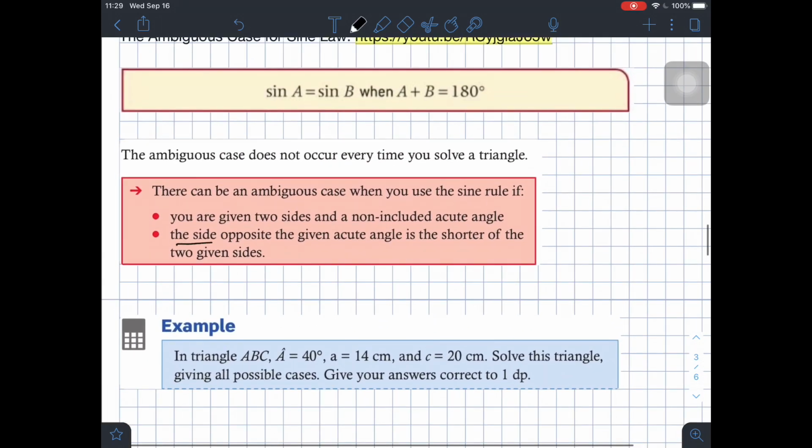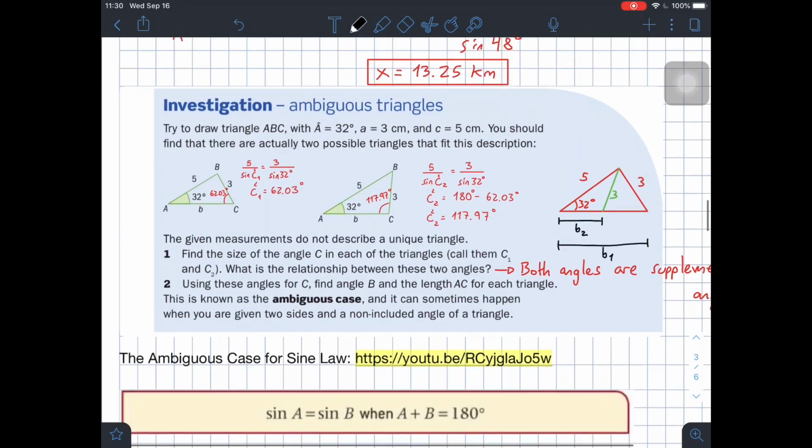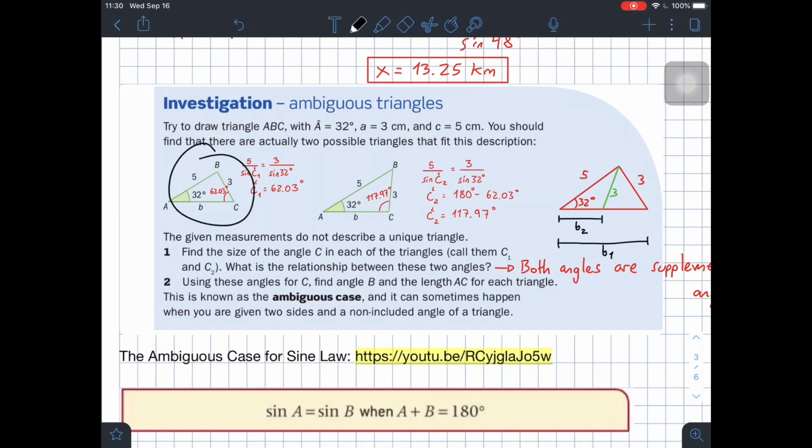And number two, the side opposite the given acute angle is the shorter of the two given sides. Actually, both conditions must be met in order to have an ambiguous case. So it's if you're given two sides and a non-included angle, and the side opposite the given acute angle is the shorter of the two given sides, which is exactly what we had in this particular situation.